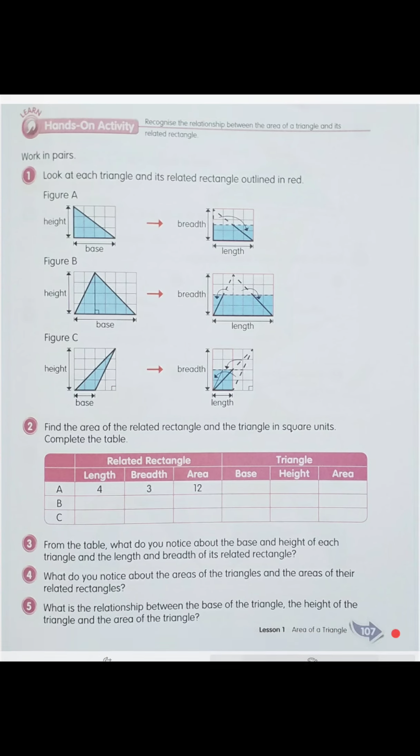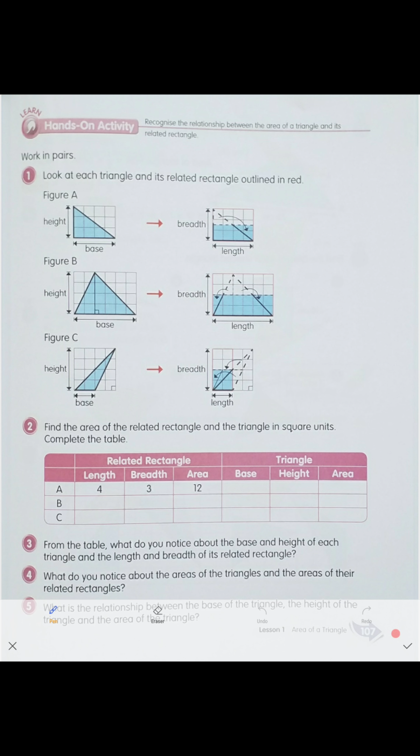Okay, so on the next page they give us several examples so we could learn how to recognize the relationship between the area of a triangle and its related rectangle, right? So basically you'll understand everything from practice. Check the figure A, right? There is a right triangle, there is a base, there is a height, and there is a related rectangle. By related rectangle, they call the rectangle that contains this triangle, right? So we can see that it is half of it, right?